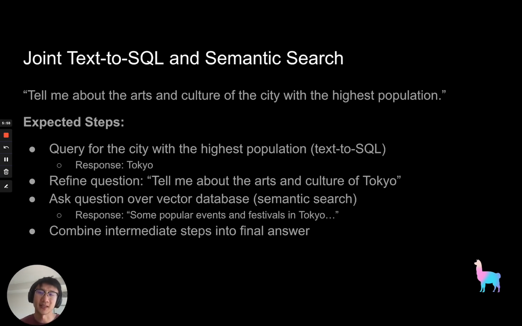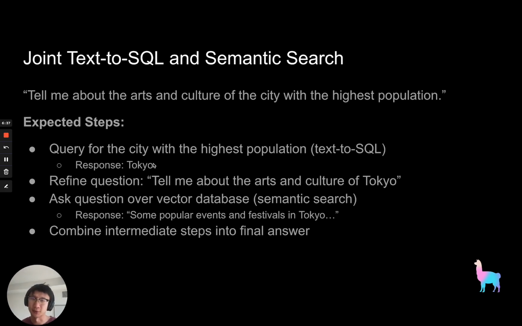Let's walk through some of the expected steps that a human might do when they actually want to fulfill a query like this. So first, you want to query for, okay, what exactly is the city with the highest population? This is very suited for a structured analytics query like text-to-SQL, because it really is just about getting a statistic from a table, assuming you have that table data of cities and populations. And so you could just do something like select star from table and just order by population, right? And then let's say the response here is Tokyo.